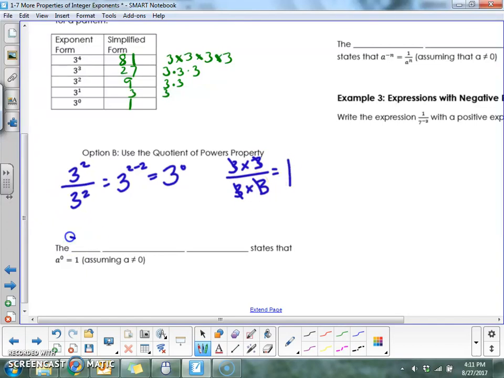So the zero exponent property states that any number to the 0 power is just 1. For example, if I have 1 million raised to the 0 power, that's still going to equal 1. Any number to the 0 power is 1.